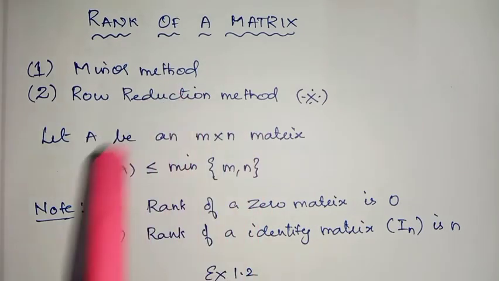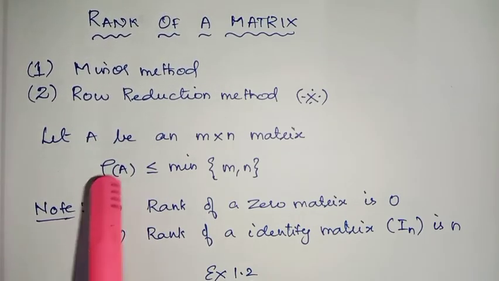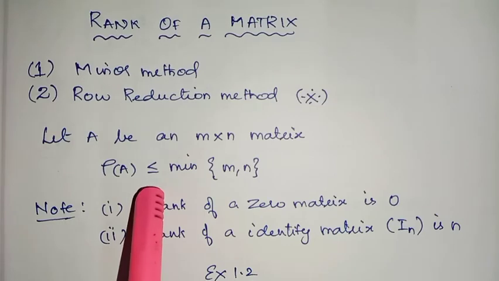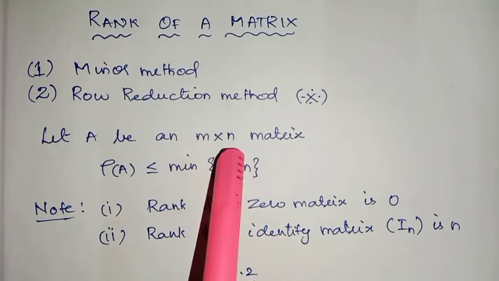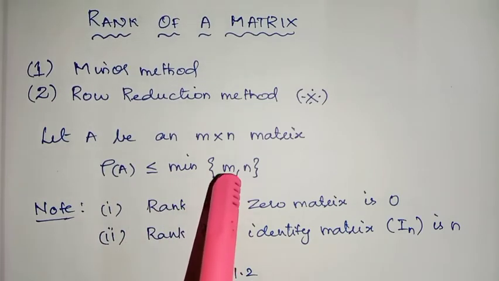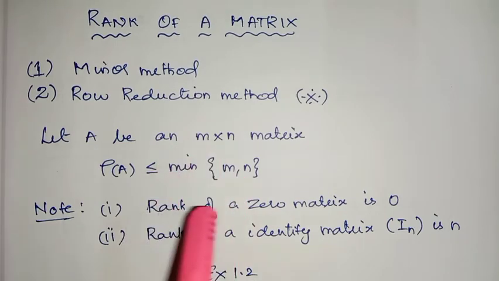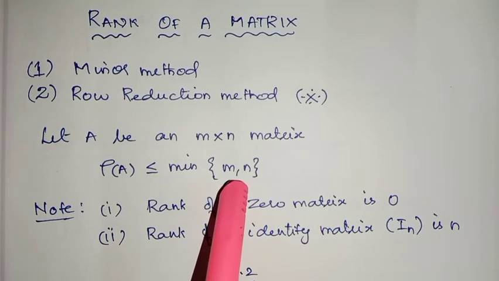Now, the rank of the matrix A is less than or equal to the minimum of the given order m, n. So the rank of the matrix must be less than or equal to either of the two. For example, if the order is 2 by 3, what is the minimum of 2 comma 3? It is 2. So the rank will be 2 or less than 2, meaning 1 or 0. We'll explain it in detail.